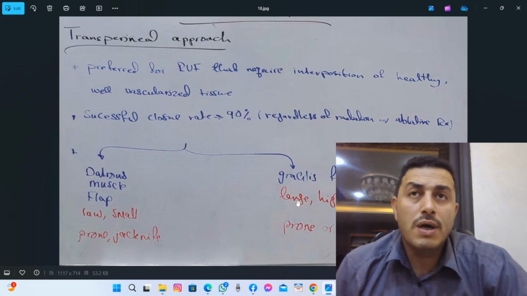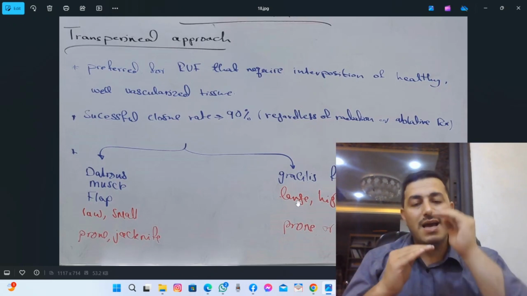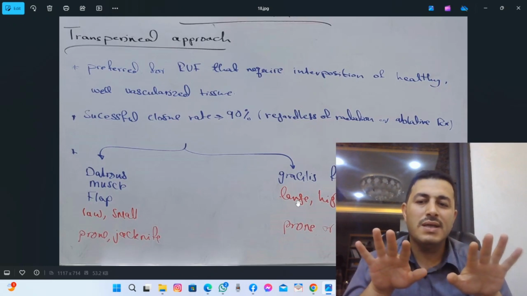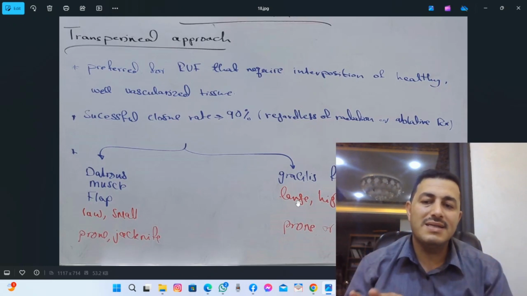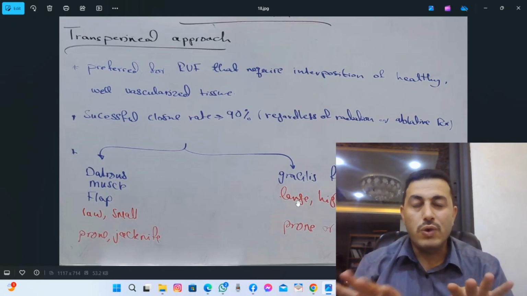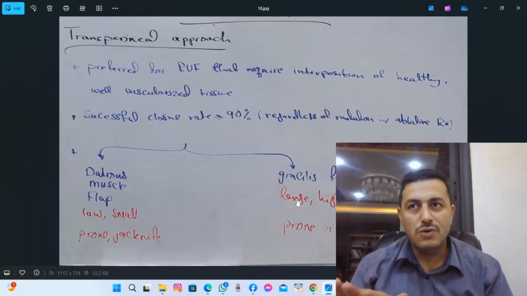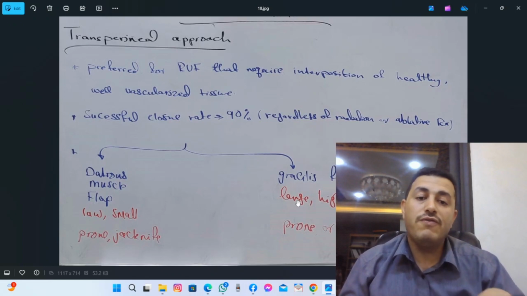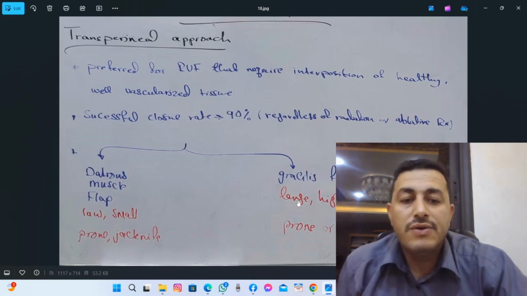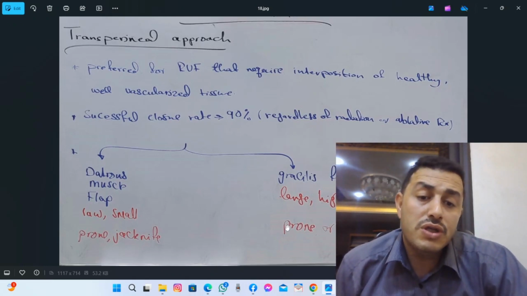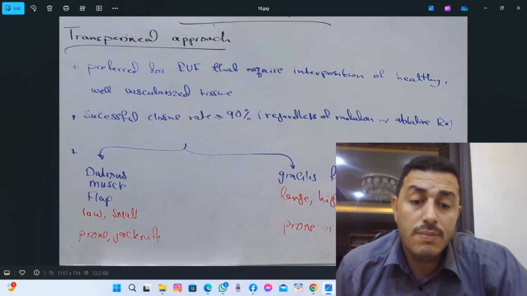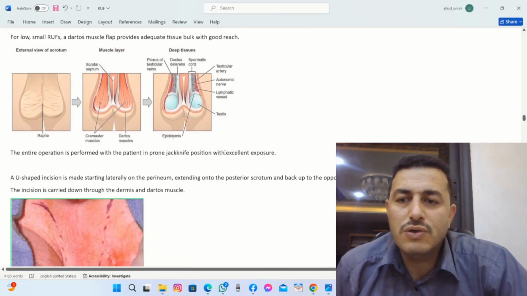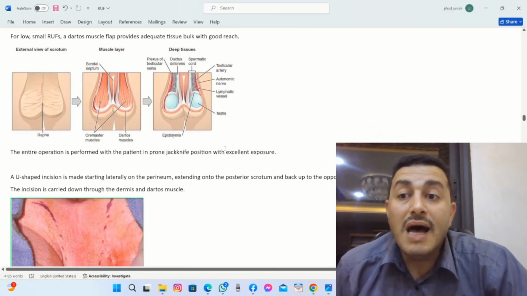Here we start to talk about a little bit higher fistula. So the difference between dartos and gracilis is the location. Dartos is for a low fistula. Gracilis is for a larger defect, a higher fistula, radiated, and the position is also prone or lithotomy. To imagine what we are talking about, what is the dartos muscle?